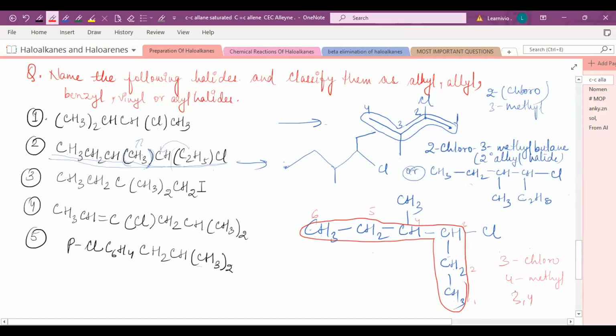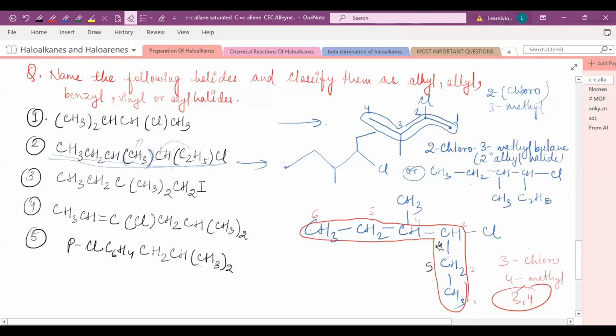So on the third position there is a chlorine group attached, and on the fourth carbon there is a methyl group: 3, 4. But when we start the numbering from the left side, 1, 2, 3, 4, 5, 6, again the substitutions come at 3 and 4. So it's not compulsory that you number from the right side only. You can start the naming from the left side also.